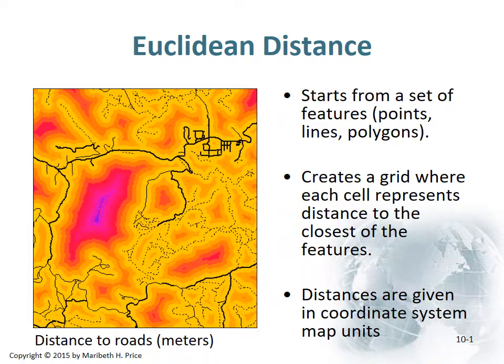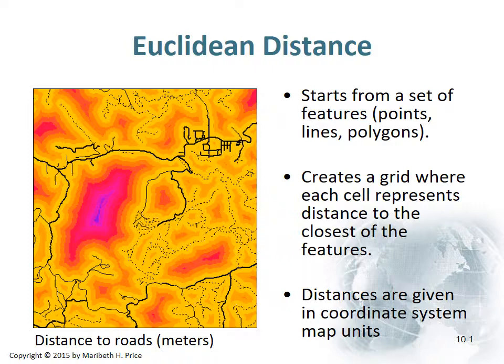So the distance that you can generate most often from a vector data set in ArcGIS would be Euclidean distance. Like you're starting from a set of whatever vector feature you're working with, points, lines, or polygons. It creates a grid for you, a raster surface. Each cell represents a particular distance from the feature, the closest feature to the grid cell.